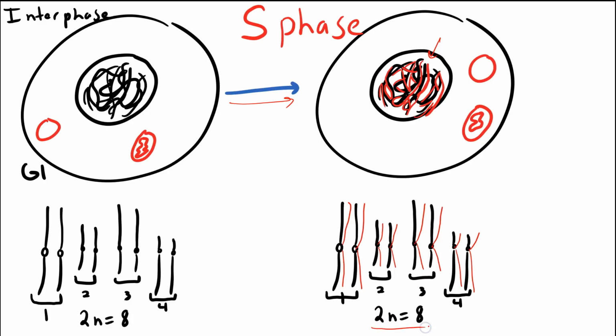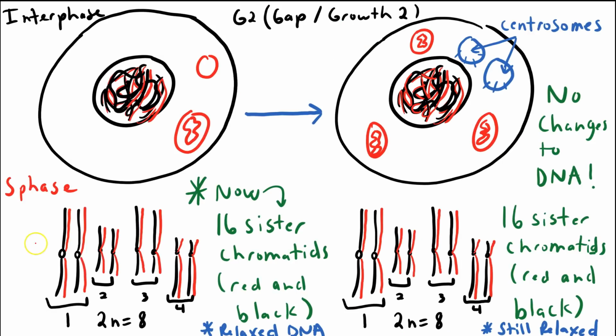Still, our 2n equals 8, and I'll come back around to that in a moment, okay? So we have all of our DNA duplicated here. Chromosomes are now in the sister chromatid state, okay? So they are duplicates of those chromosomes. We're going to transition from interphase, S phase to G2, okay?